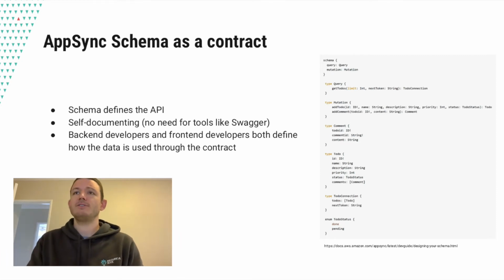In this instance, if you wanted to get a to-do, you'd pass in how many you wanted to get, and it would return to you a list of to-dos. There's more information there about connections, but we're not really going to get into that for now. This is just giving you an overview of what an AppSync schema looks like.